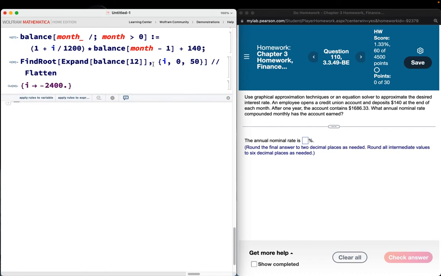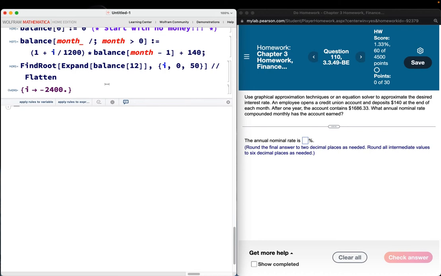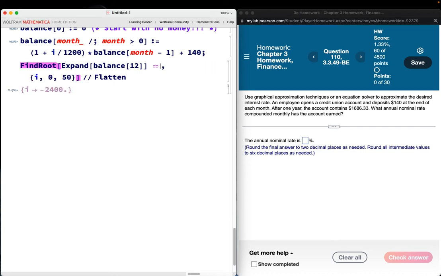Okay, so that doesn't look so good. Why am I getting negative 2,400? That doesn't quite make sense. Oh, of course, because the balance equals $1,686.33. All right, yeah, okay, that makes more sense. Let's try it again.